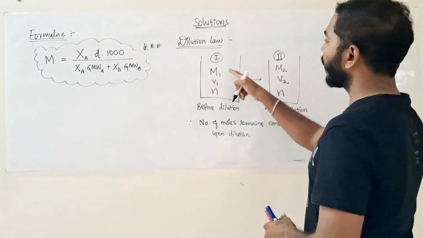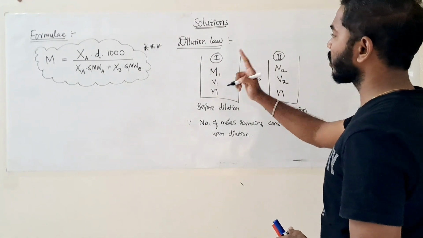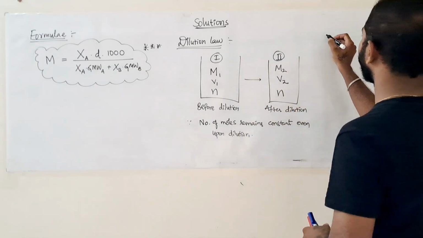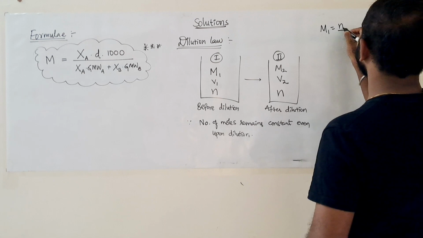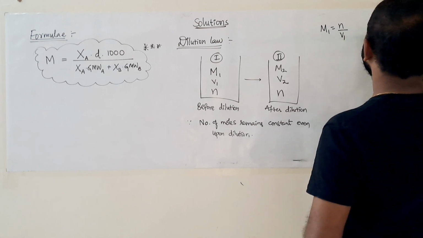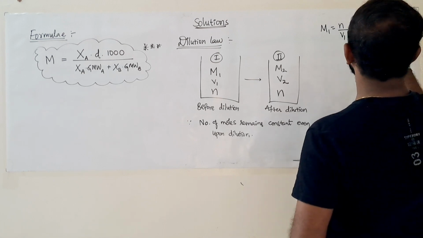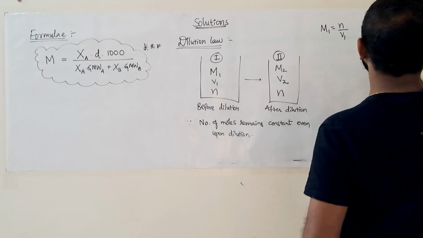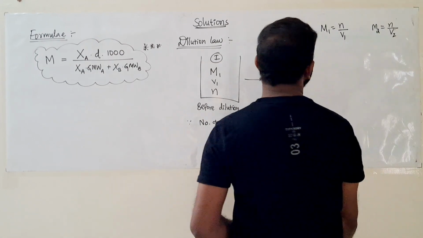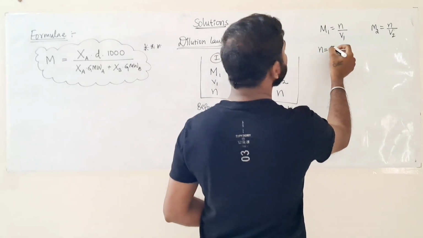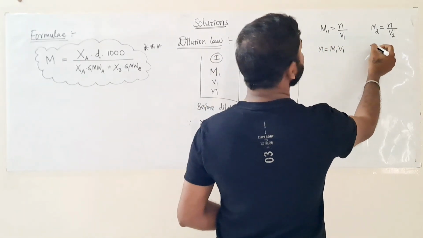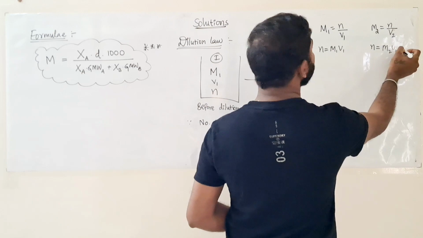Okay. So if we apply the concept of molarity to the first condition, we can write M1 is equal to N by V1, and similarly M2 is equal to N by V2. This is what we are going to get. And now we can write this as N equals M1 V1 and N equals M2 V2.